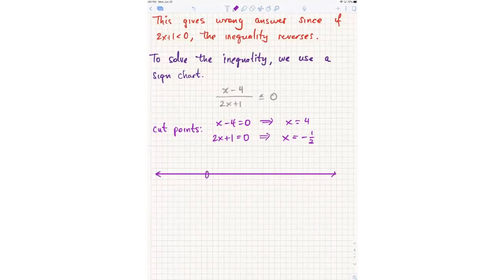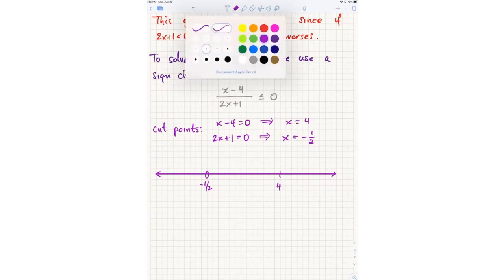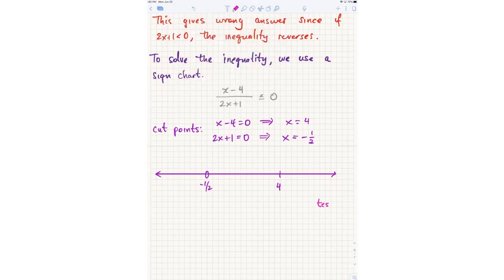Now I'm putting a hole here for negative 1/2. Negative 1/2 absolutely does not satisfy the inequality because it makes the left-hand side undefined, right? So negative 1/2 cannot be included. Then I include here 4. And like a few of you have said, you find values to test, right? The nice thing here is it's a very powerful method.